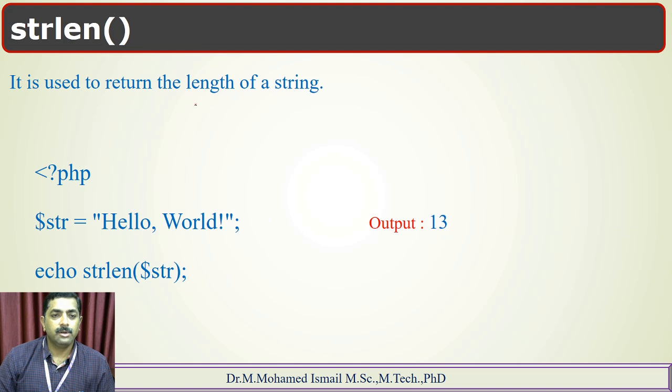strlen is used to return the length of the string. It counts including the white spaces, so in total it is 1, 2, 3, 4, 5, 6, 7, 8, 9, 10, 11, 12, 13. Thirteen characters, including these characters and the white spaces, everything will be counted, and finally the output will be 13. So I am just printing the string length of this string. So 13 will be printed.